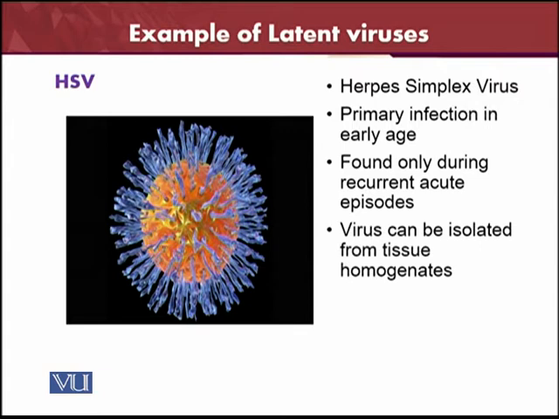The most important property of such latent viruses is that you cannot isolate them. You cannot see them in blood samples. You cannot see them in the simple specimens which are used for diagnosis. However, in tissue homogenates, if you take tissue like a biopsy, you can see that they are present inside the body.